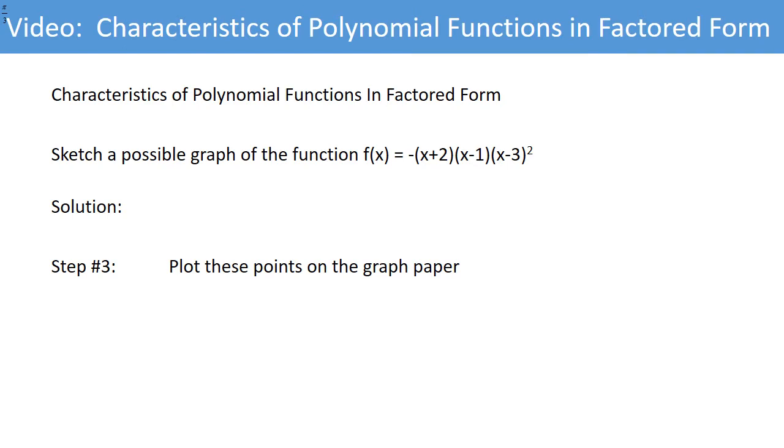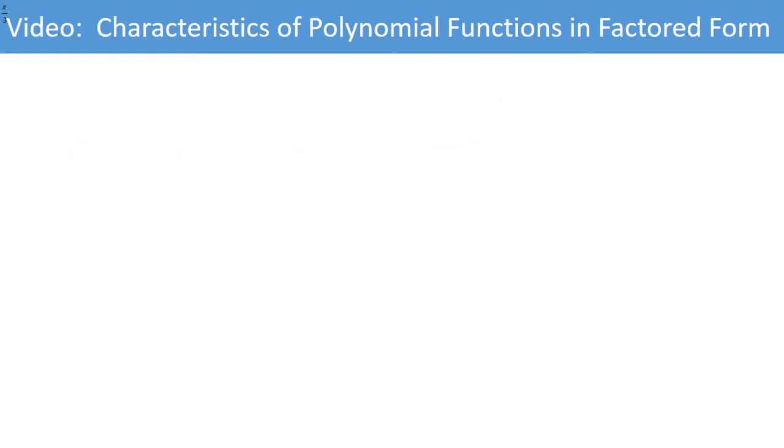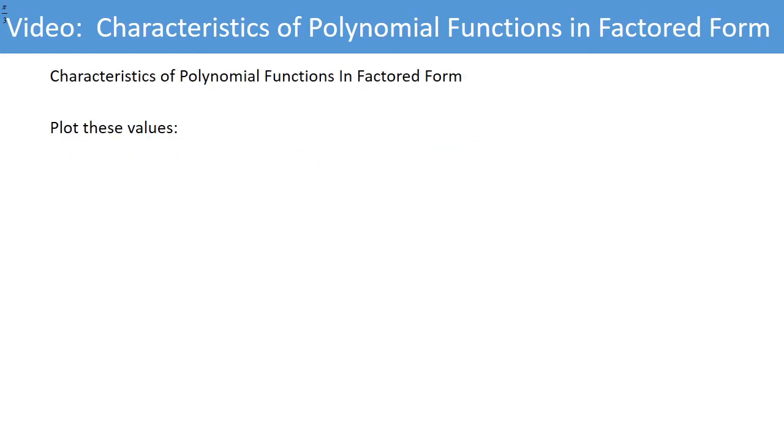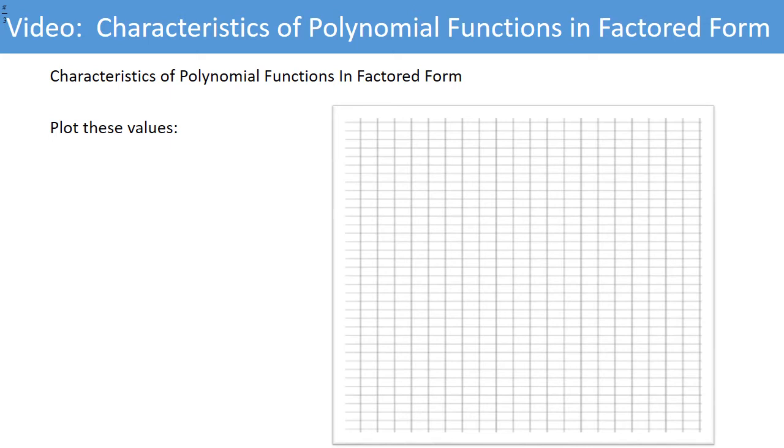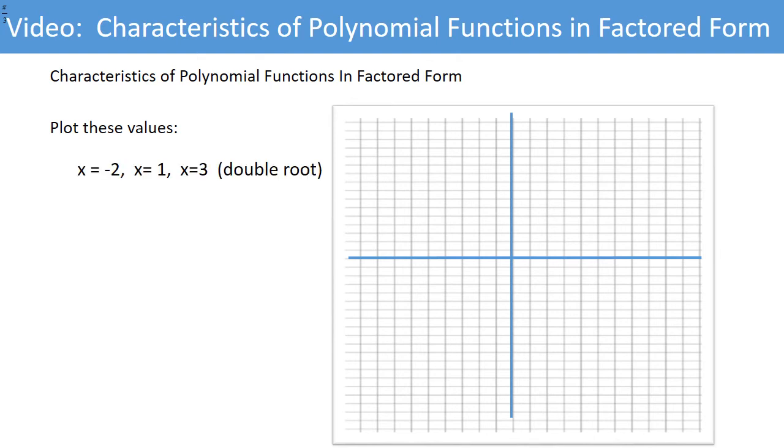Now, the next step is to plot these points on the graph paper. We know that x is negative 2, x is 1, x is 3, 3 is a double root. Now, let's plot these values. We need our graph paper, the x-axis, the y-axis, a reminder of what the values are. We will plot (negative 2, 0), (1, 0), and (3, 0). We will plot the y-intercept at (0, 18).